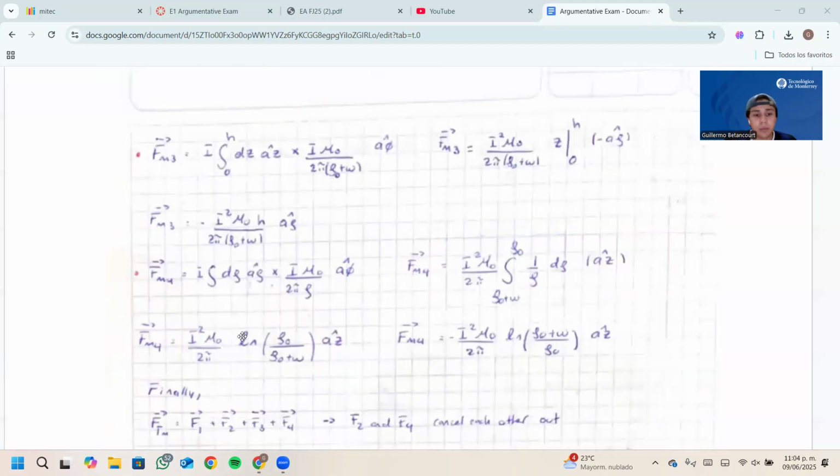The same here. From the third part, we know we are going to evaluate this differential offset from 0 to h. Cross product between these two vectors is equal to negative vector rho. We evaluate this integral. We are left with this equation.